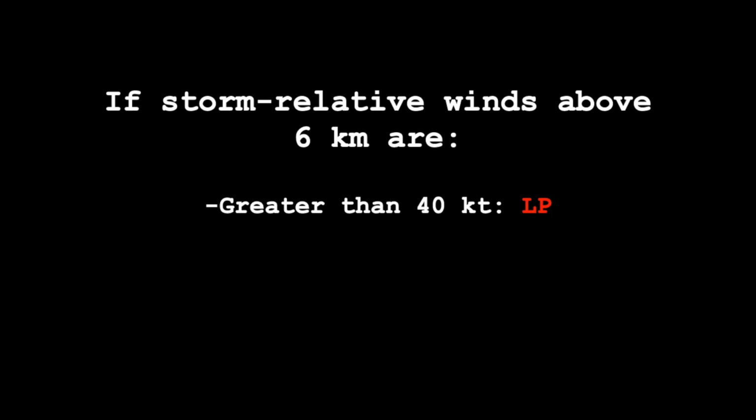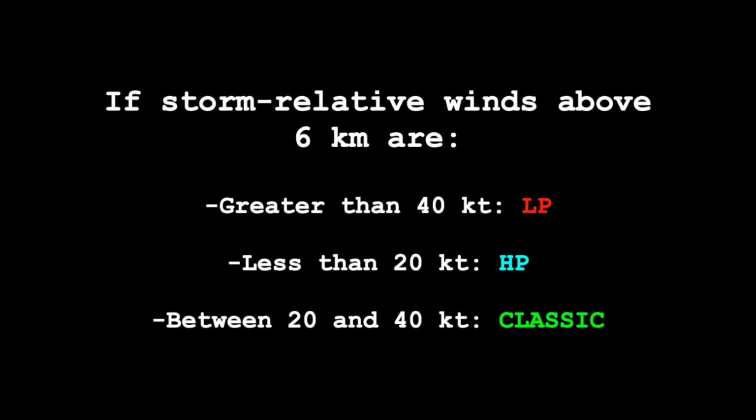If the majority of storm relative winds above 6 kilometers are less than 20 knots, high precipitation supercells will be favored. In this case, precipitation venting will be quite poor, and therefore a lot of precipitation may shroud the updraft and its features. And if storm relative winds above 6 kilometers are between 20 and 40 knots, then you'll have a tendency toward more classic supercells, although it can depend on some other factors.